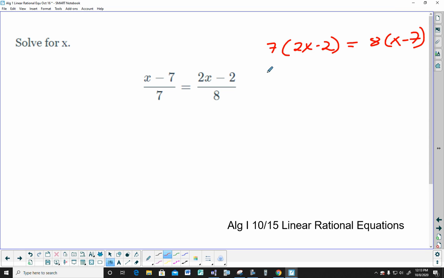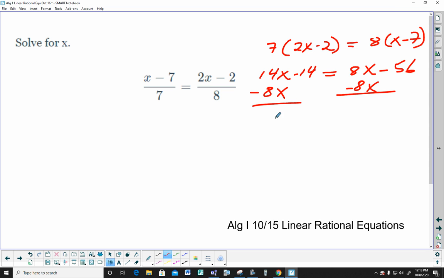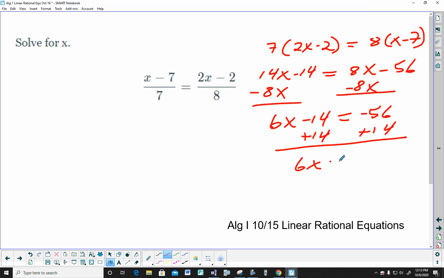7 times all this would be 14x minus 14 equals 8x minus 56. I'll cut the 8x off of both sides. And you get 6x minus 14 is equal to negative 56. Now, before I can get rid of that 6, I need to move the 14 out of there. So 6x equals, so what would that be? Negative 42? Now I can divide by 6. x is equal to negative 7, and you're done.